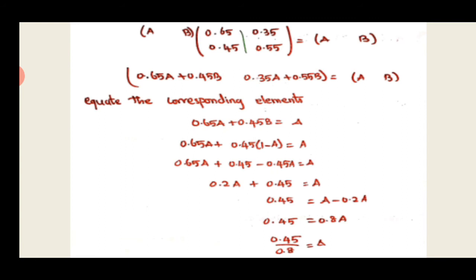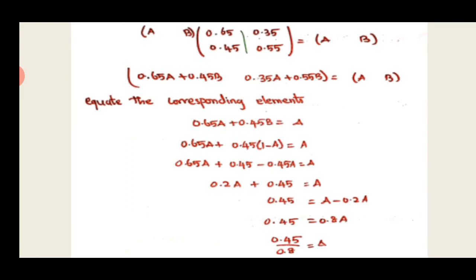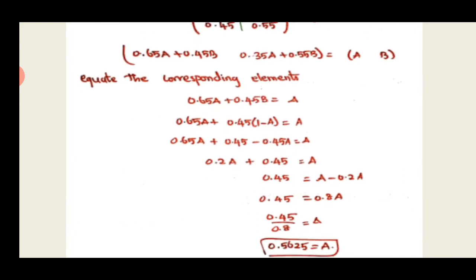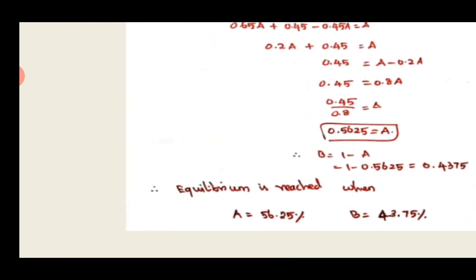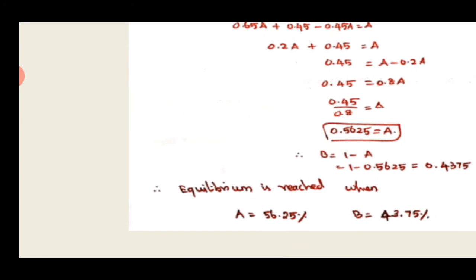So we can subtract 0.65A minus 0.45A. So we get 0.2A plus the remaining 0.45 equal to A. Take this 0.2A to the other side, so it goes as minus 0.2A. So A minus 0.2A, A means 1A, 1A minus 0.2A means 0.8A. I want to find only A. So take the 0.8 to the denominator of 0.45. So we get A equal to 0.5625.